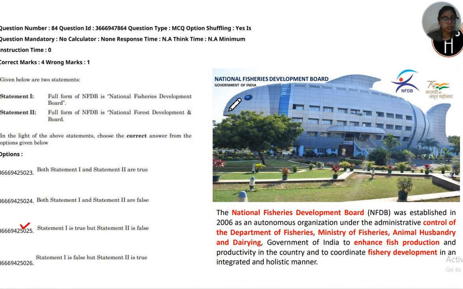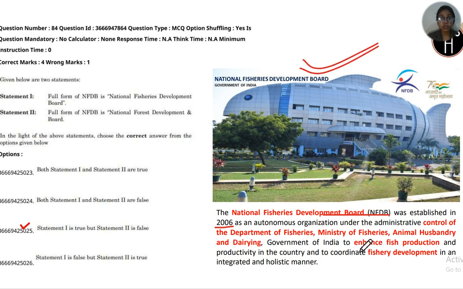Next, two statements are given to you. You have to find out which is true and which is false. The full form of NFDB is National Fisheries Development Board. The full form of NFDB is National Forest Development Board. The full form of NFDB is National Fisheries Development Board, and it was established in 2006.